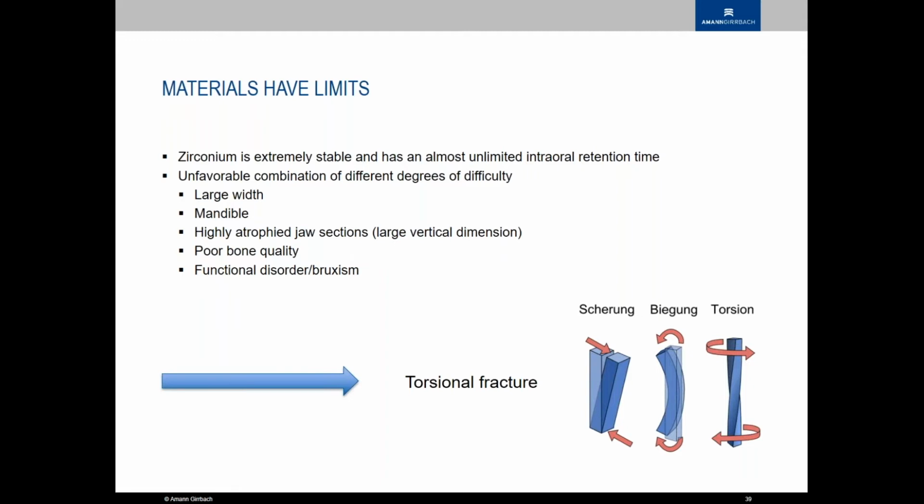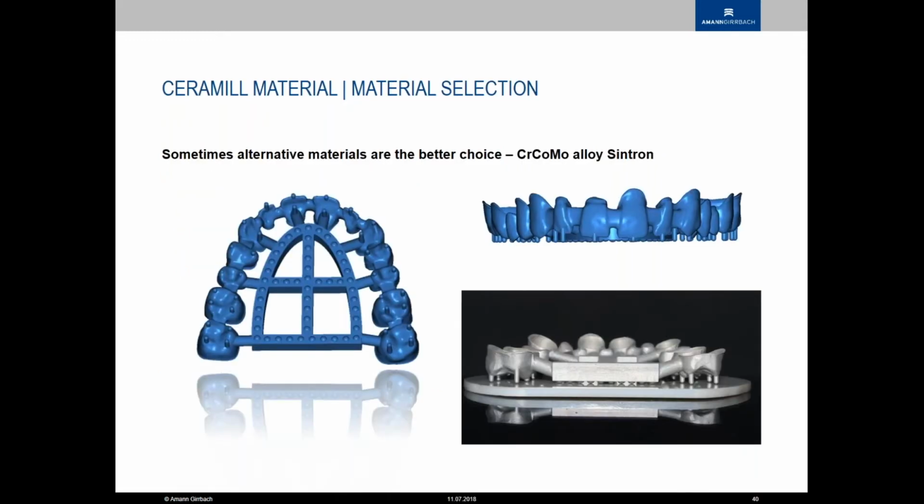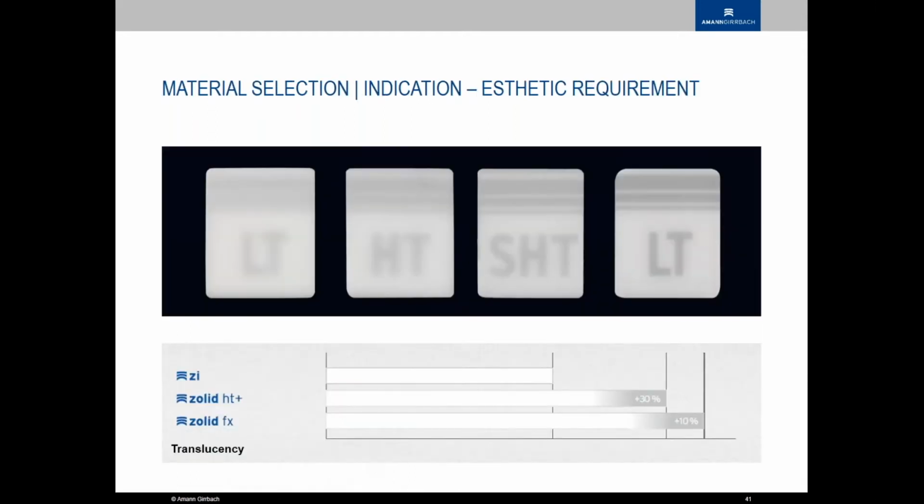And then just keep in mind that there are other materials also still available, like our chrome cobalt sinter metal, what we call Sintron. You can also make full arch cases with that. And it has, yet again, other values in flexure strength and durability.